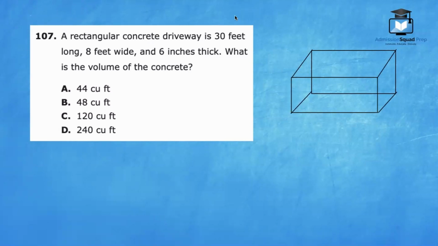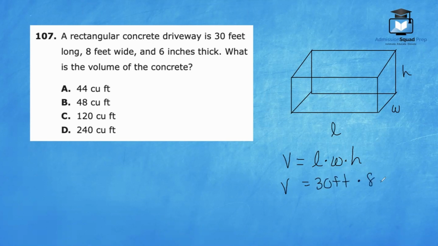I went ahead and drew a visual here for you so you can see exactly what's going on. We have the length, the width, and the height. Let's review the volume of a rectangular prism. Volume equals length times width times height. But notice all of the answers are in cubic feet, so we want to make sure that all of the dimensions are in feet. The length is 30 feet, so that looks good, times the width, that's 8 feet.